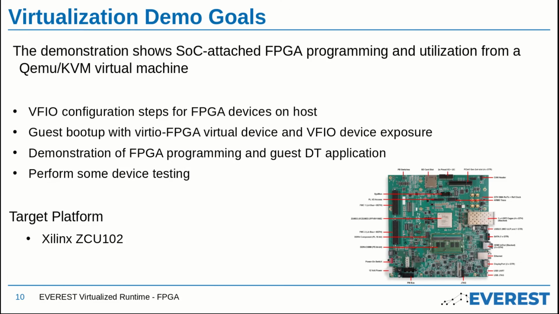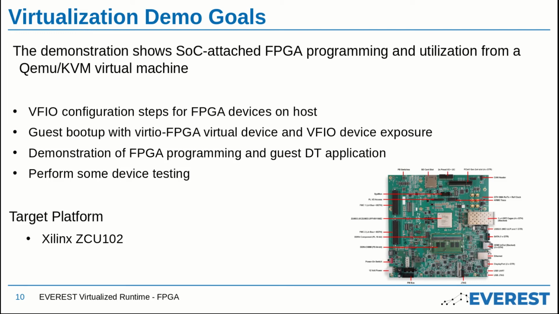Let's see now in practice what are the capabilities of the solution. In the demonstration that follows, we will see the FPGAs being programmed and utilized by a QEMU KVM guest on ZCU 102. This platform has a quad-core Cortex-A53 and a dual-core Cortex-R5. It also features a 4GB DDR memory attached to the processing system and a 512MB DDR memory attached to the programmable logic.